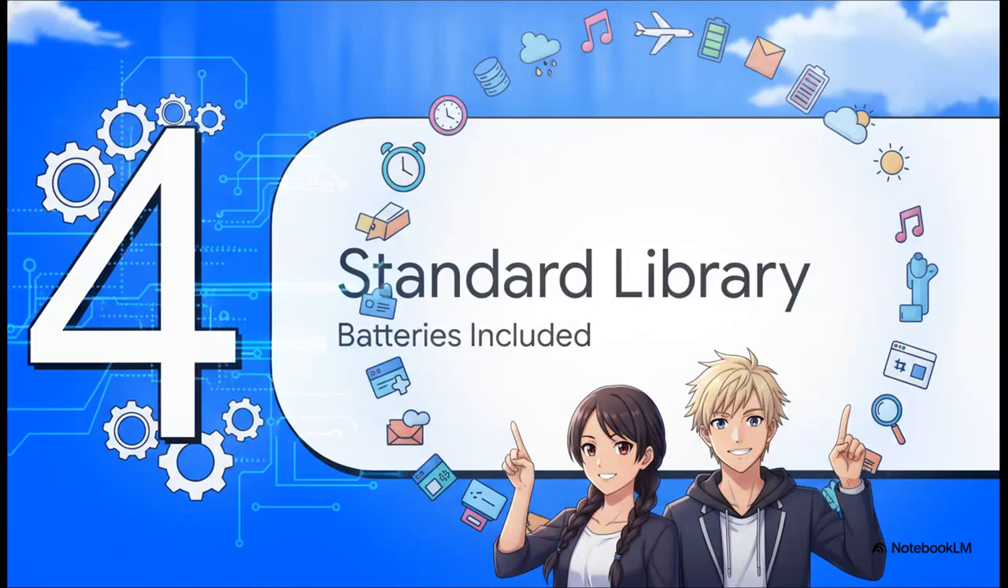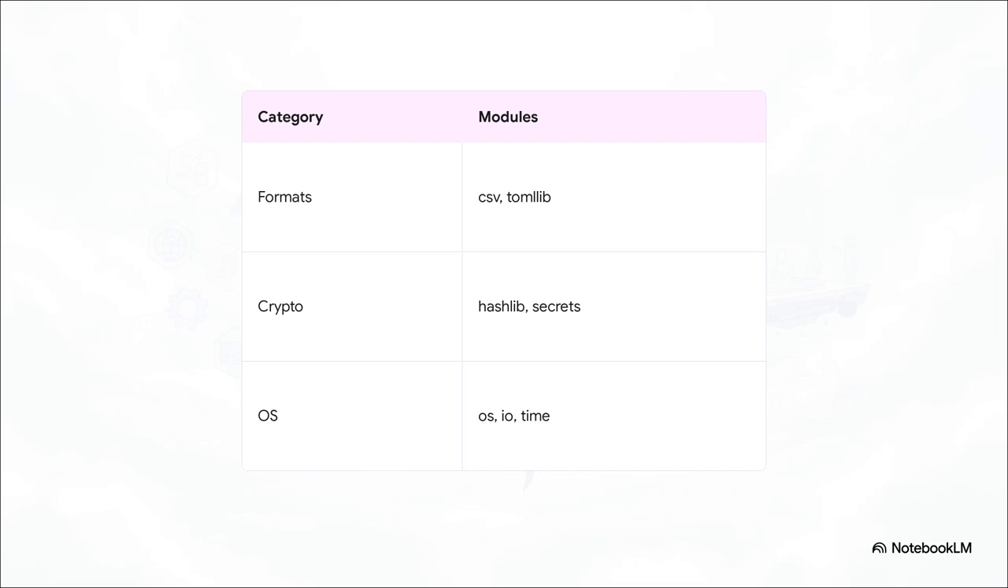Section 4. The standard library. Okay, moving outwards to the macro scale, let's talk about Python's famous batteries-included philosophy. When you install Python, you aren't just getting the core language, you're getting a massive out-of-the-box toolkit. Just look at this breakdown. Need to parse some file formats? You've got modules like CSV, configparser, and tomllib instantly available. Building something that needs to be secure? Hashlib and secrets are right there for immediate cryptographic services. Or maybe you need to interact with the operating system itself. The OS, I/O, and time modules are ready to go. You get all this incredibly powerful functionality without downloading a single external package.